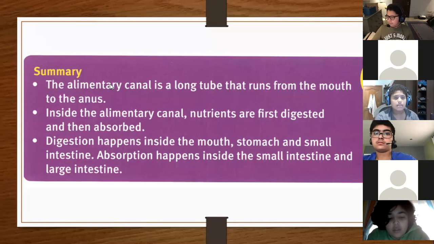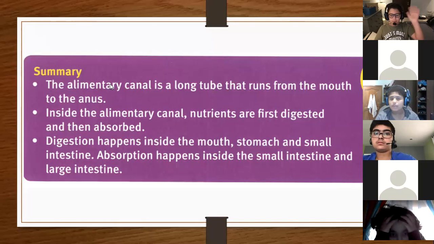And let's wrap it up. The time is up, boys. No, the salivary glands, Hussein, they are releasing the saliva. The food doesn't go through them.